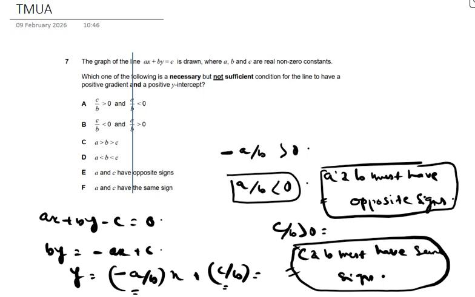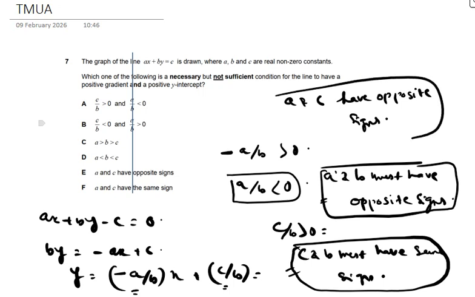Now, for the line to have positive slope and positive y-intercept, we need a and b of opposite signs and b and c of the same sign. Let's think what this means. If b and c have the same sign and a is opposite to b, then a and c must have opposite signs. So overall, a and c have opposite signs. This is an important conclusion.